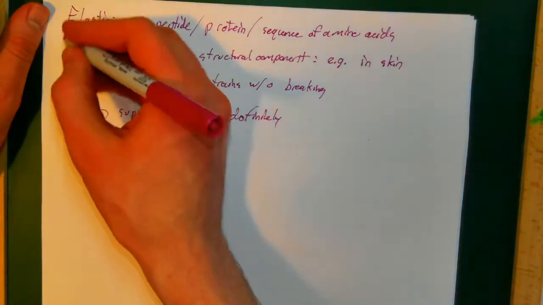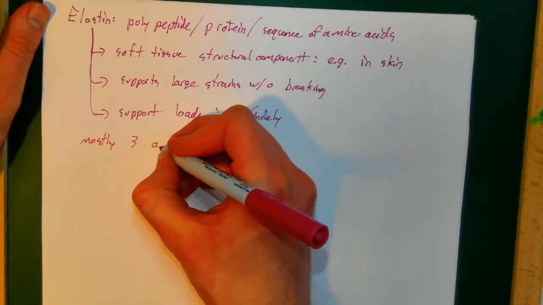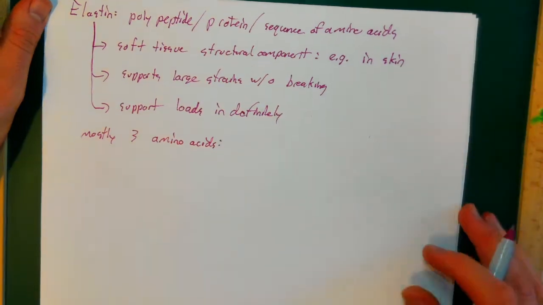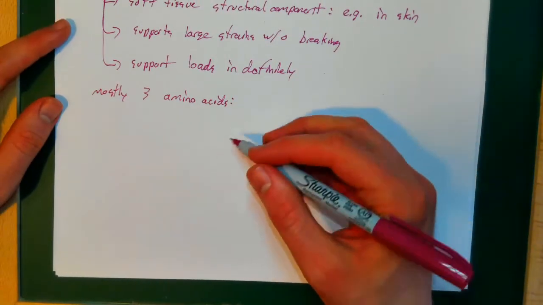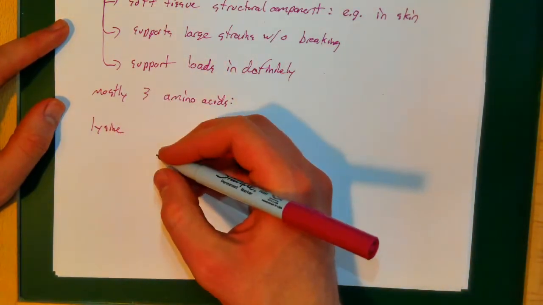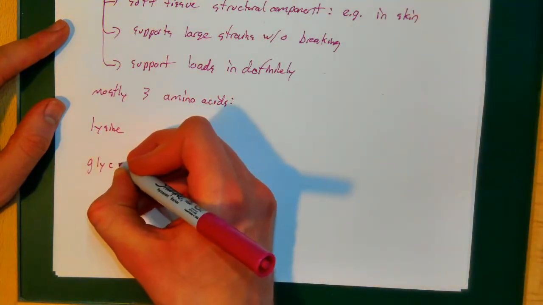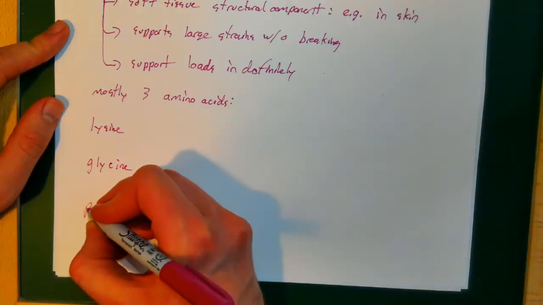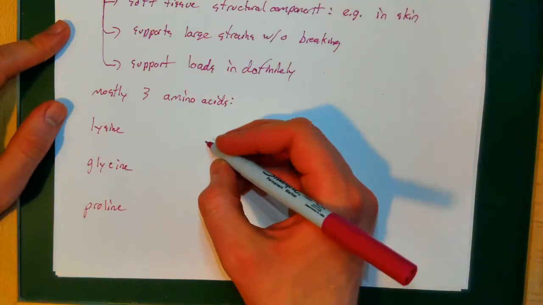It's made up of mostly 3 amino acids, and I'll sketch them down here: lysine, glycine, and proline. What does lysine look like?